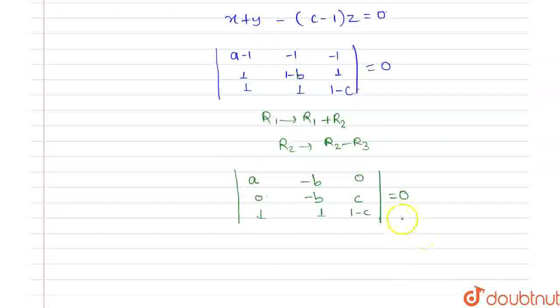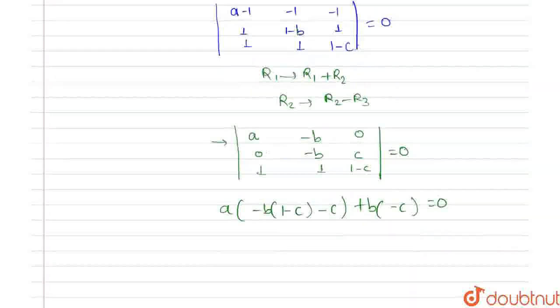Now we can open this determinant from the first row. So we can write it as a times (minus b times (1 minus c) minus c), and plus b times (this will be 0 and this will be minus c), and it is equal to 0.